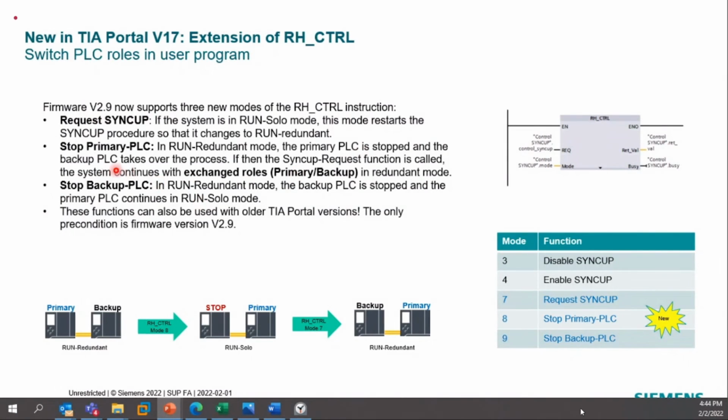Sorry, or stop the primary. So for example, if I'm checking the connectivity and my primary is not connected, then I can stop the primary CPU, and the system will run into run solo mode, and this backup will now become primary, and it will be connected. After that I can again put the backup into run mode. So this is the option that was shown previously about the RH control.